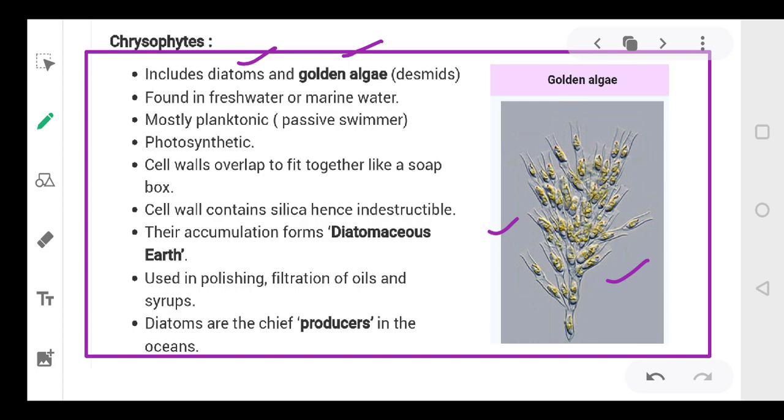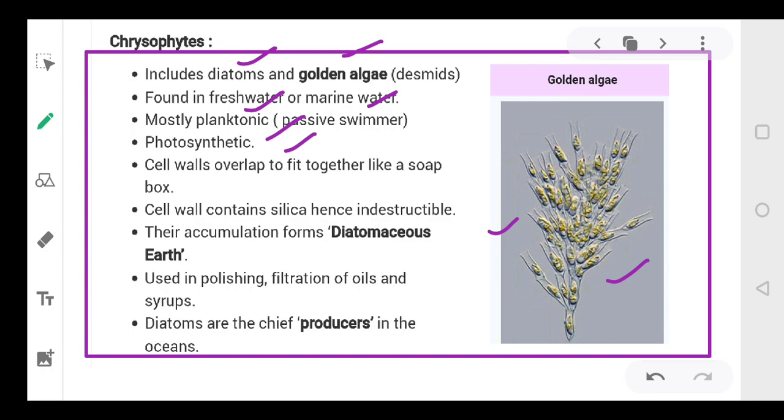Again, they are found in fresh water, or they may be found in marine water. They may be present in both, in salty water or in fresh water. They are planktonic, meaning they are passive swimmers. They move along with the currents of water. They are photosynthetic, meaning they contain chlorophyll and perform the process of photosynthesis.